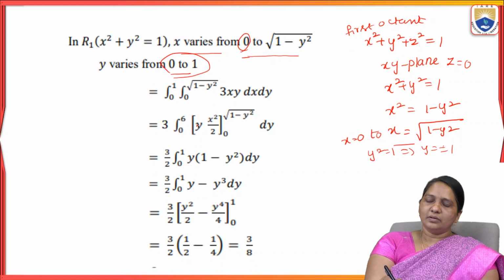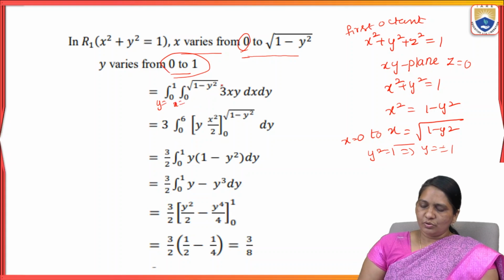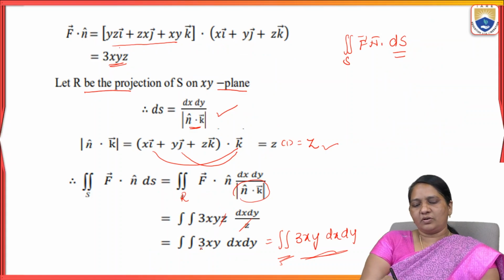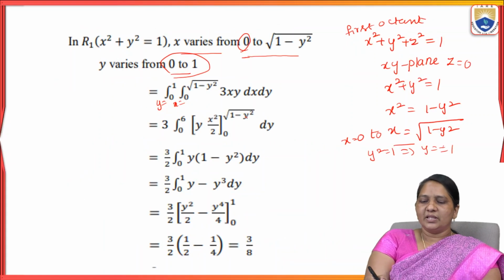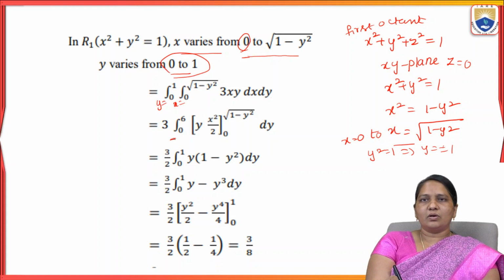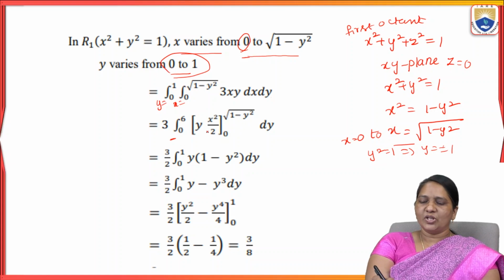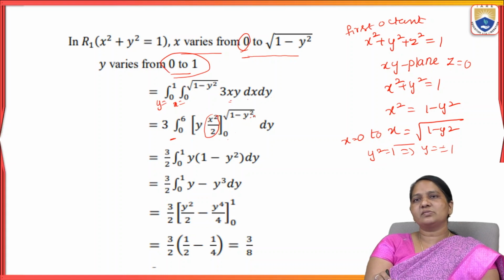Now I am writing the limits. The integral y limits are 0 to 1, x limits are 0 to square root of 1 minus y square. So F dot n value is 3xy, and I am writing 3xy into dx dy. Now 3 is the constant, taking it out of the integral from 0 to 1. Here I am doing the integration with respect to x first, because x is varying, so y is the constant. The integral of x dx is x square by 2, with limits 0 to square root of 1 minus y square, into dy.